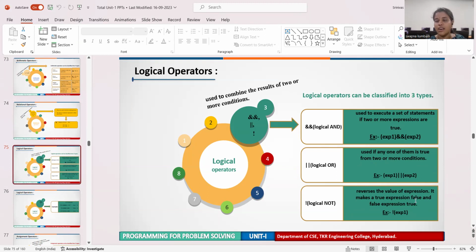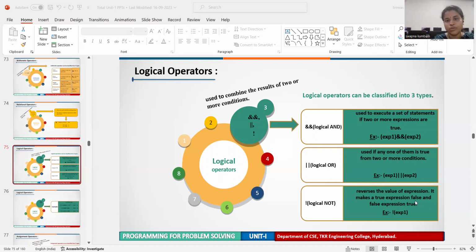Let us draw a truth table for this particular thing. If I am using or, any one expression has to be true, then the complete expression will be true. And true will become false, and false will become true if we use the not symbol.